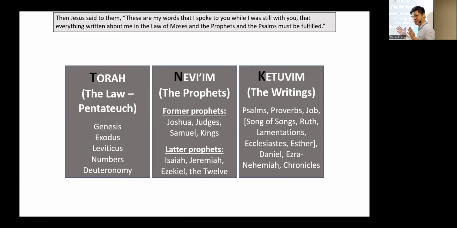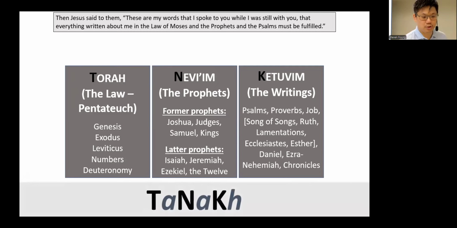So in Jesus's categorization, people during his time categorized the Bible, and the Hebrew Bible today as well, as the law, the prophets, and the writings. If you take the T here, the Tav, the N here, the Nun, and the K here, for Ketuvim, kind of like KH, and you put them together, you will get TNK. That is why the Old Testament in Hebrew is called the Tanakh.